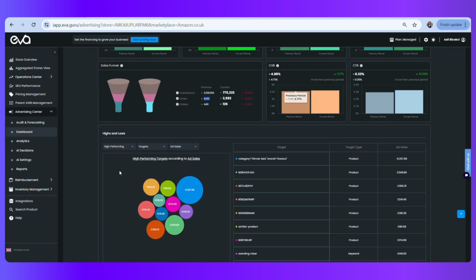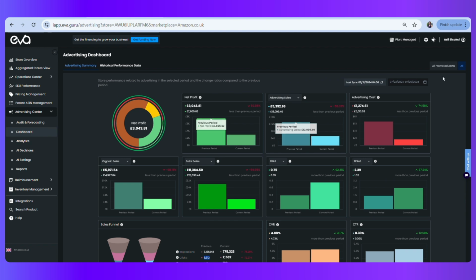Yeah, the bubble chart section I'm going to explain later because I'd like to show you one more thing. Here you can see this filter. The All stands for the overall performance. It's including the non-advertised product data and advertised product data.